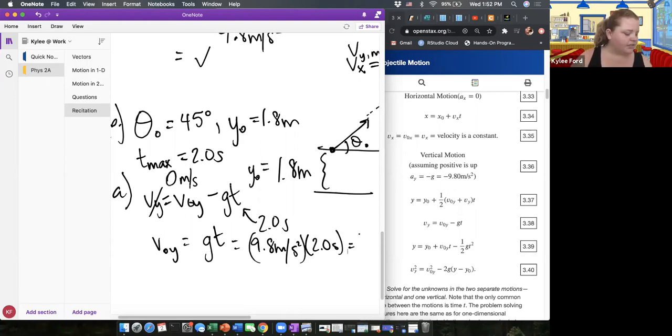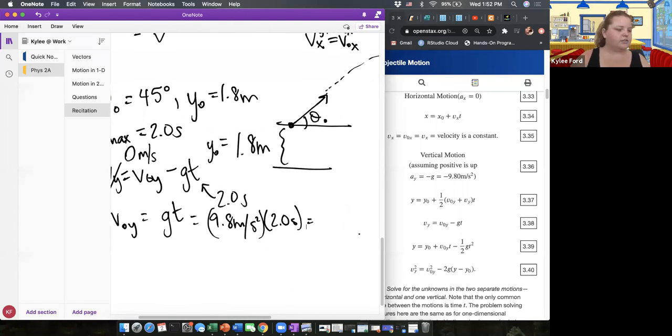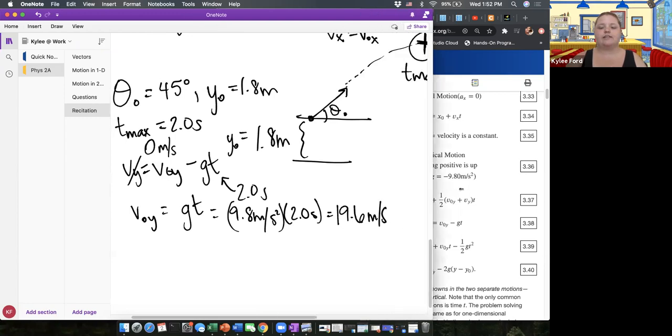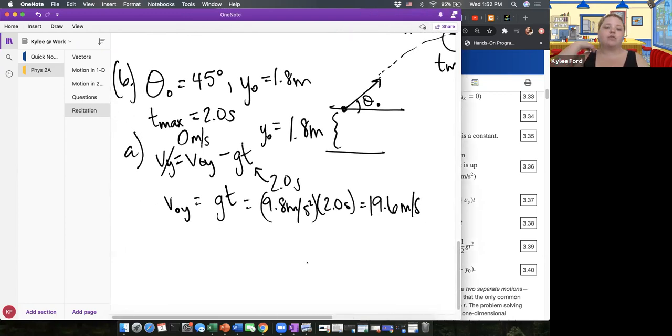And that gives me 19.6 meters per second. So I have that. Now, again, I'm wanting to know the overall velocity, not just my y component of the initial velocity. So what I'm going to do is a little trick.